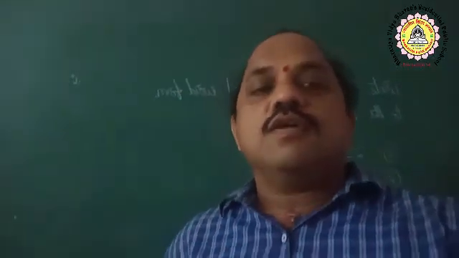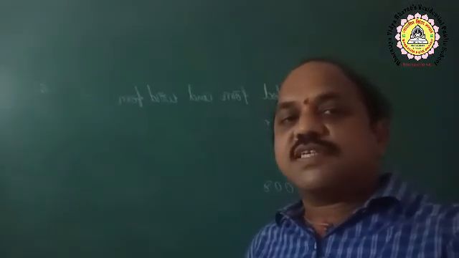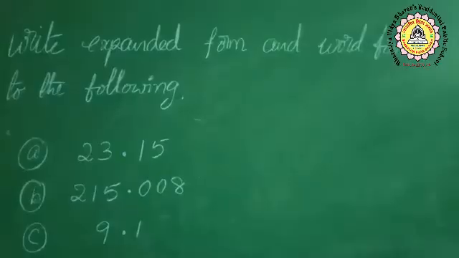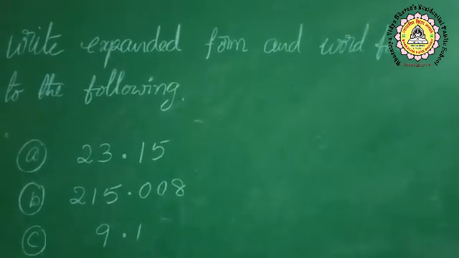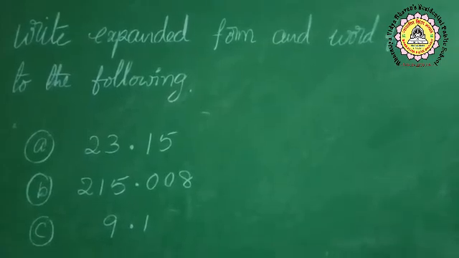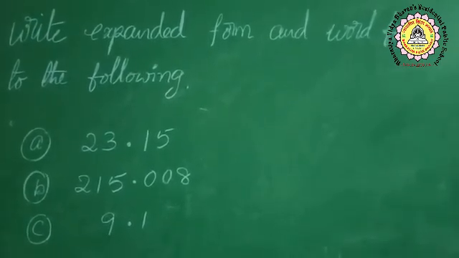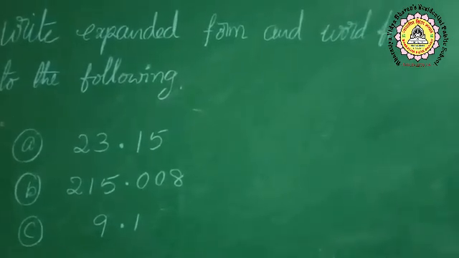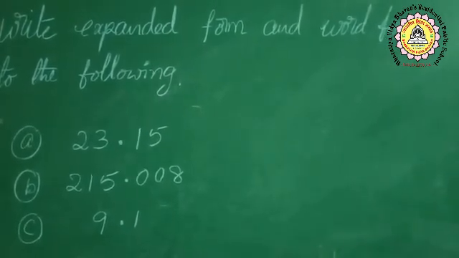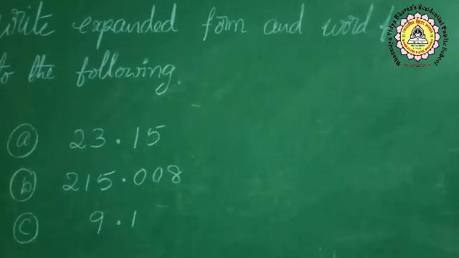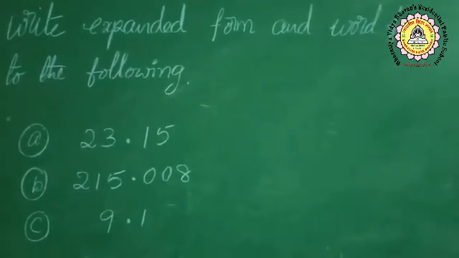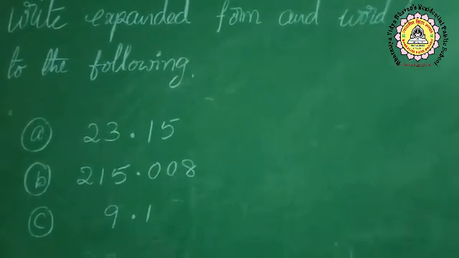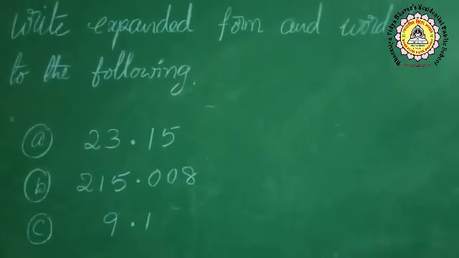Okay students, now I am going to give you a small exercise on decimals. Write the expanded form and word form for the following: A, 23.15, B, 215.008 and C, 9.1. If you complete this homework perfectly, you will get 3 stars. So do this exercise perfectly.